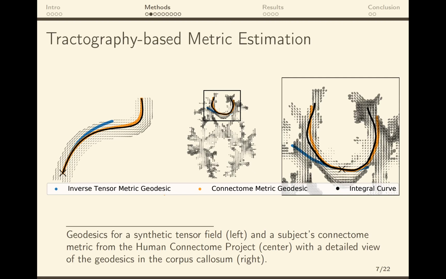Here are some examples of our tractography-based metric estimation process. The tractography we are matching is shown in black on each image. Note that the blue geodesics of the inverse tensor do not match that tractography, while the orange geodesics do match it. The left metric is from synthetic data, while the center metric is an axial slice of data from a subject from the Human Connectome Project dataset. The right image is a close-up view of the genu of the corpus callosum.